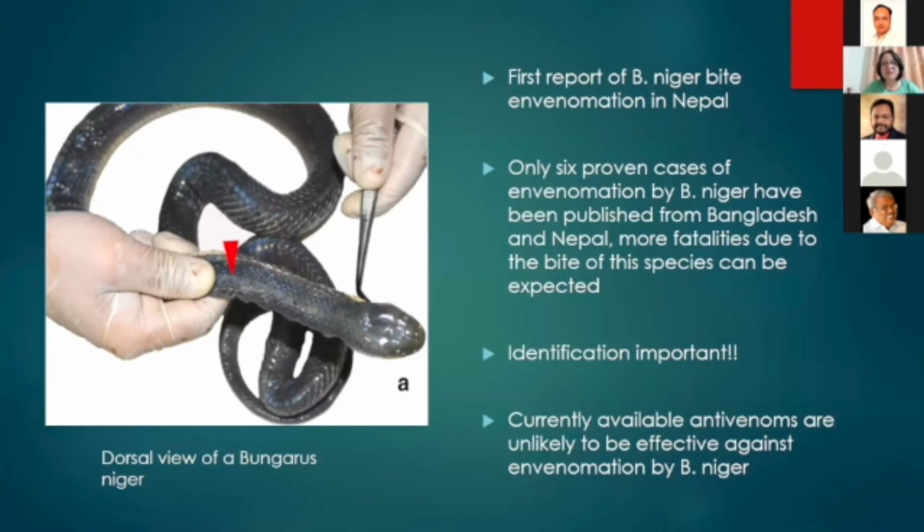But it is said that maybe there are more fatalities, there are more case reports which have not been published yet. And so again, identification is the key. Identification is very, very important for a proper management. And we also know that currently available antivenoms, maybe they are unlikely to be effective against this particular krait.